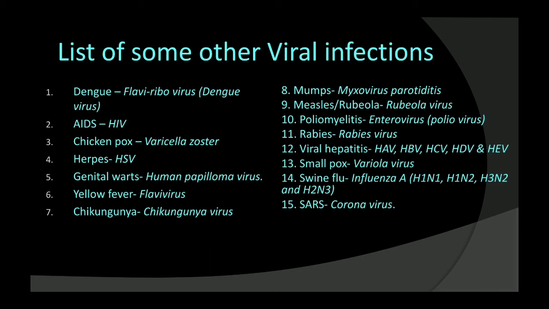Then the 12th one is viral hepatitis. There are different types of hepatitis like hepatitis A virus, hepatitis B virus, hepatitis C virus, hepatitis D virus, and hepatitis E virus. Out of which hepatitis B is considered a sexually transmitted disease. HAV, HCV, HDV, and HEV are not so highly toxic.